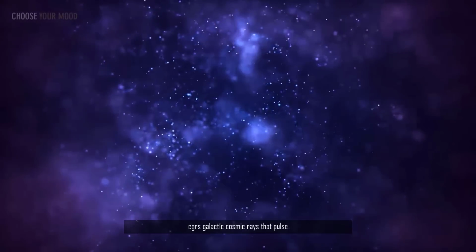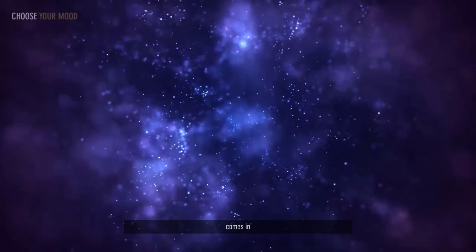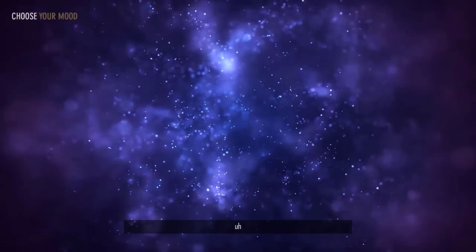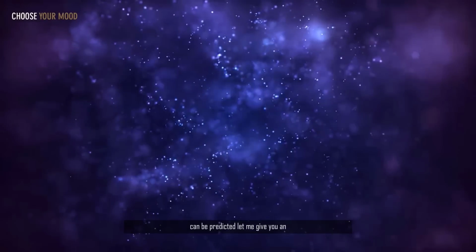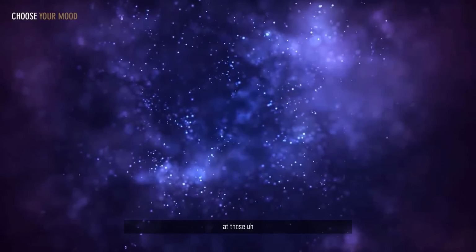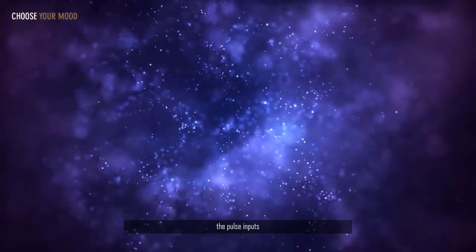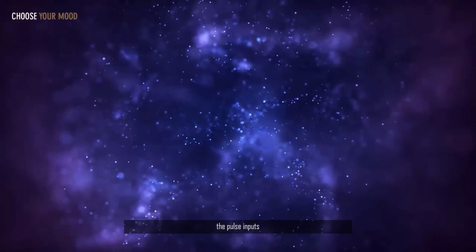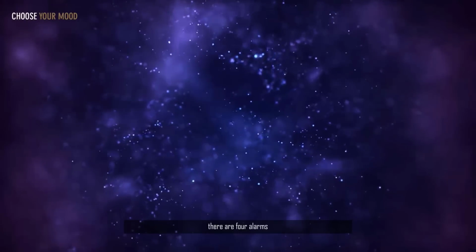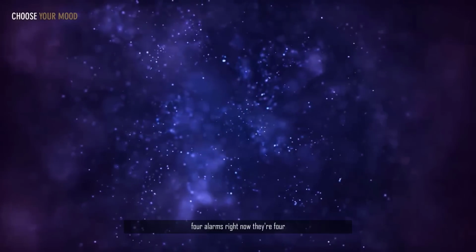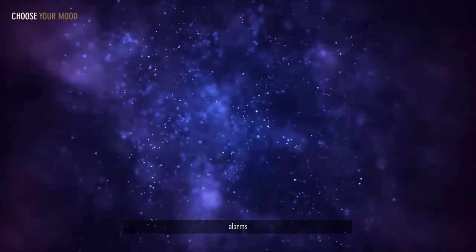CGRs, galactic cosmic rays, that pulse comes in. Where will the earthquakes be, since they can be predicted? Let me give you an example of earthquakes without looking at those. The pulse inputs. On my screen, there are 4 alarms, right? 4 alarms right now.